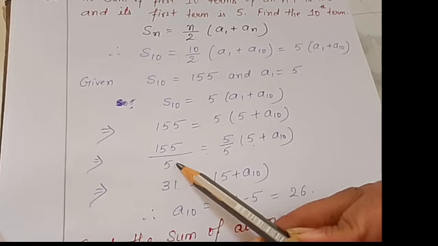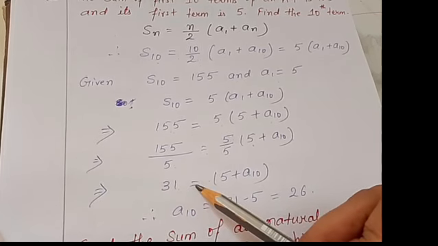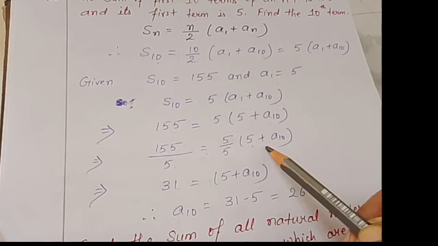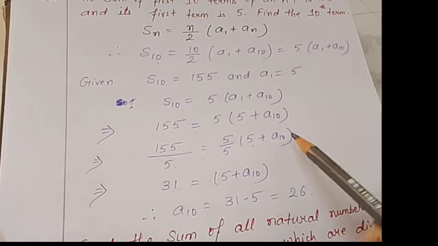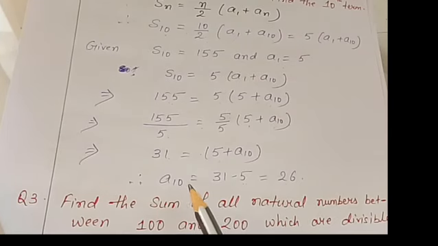155 is divisible by 5, 31 times. So 31 is equal to 5 plus a10. To find a10, we isolate it by subtracting 5 from 31. a10 is equal to 31 minus 5, which is 26.